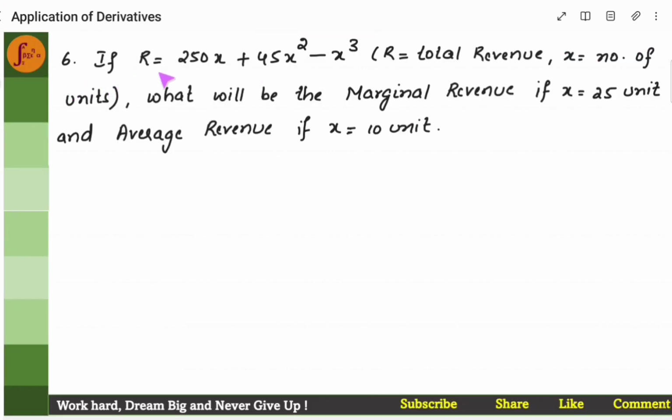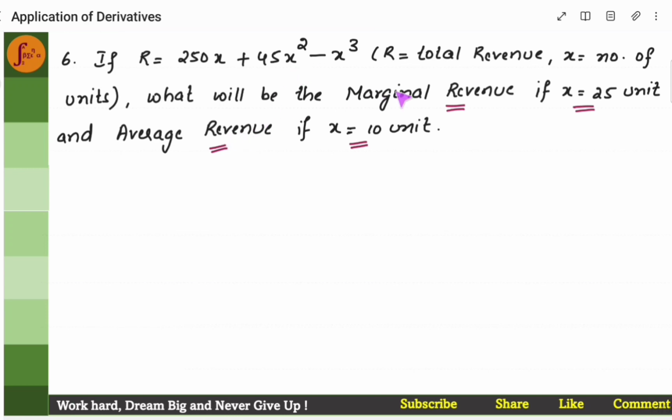That's all. So here's the sixth problem. If R, that is revenue, is given by this particular function, what will be the marginal revenue if X is equal to 25 units and average revenue if X is equal to 10 units. So there are two problems here. We'll have to find the marginal revenue when X is equal to 25 and average revenue when X is equal to 10. Right? We have the revenue function.